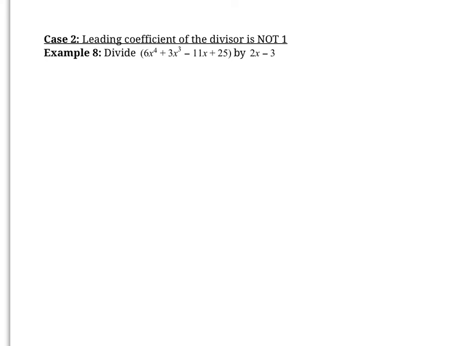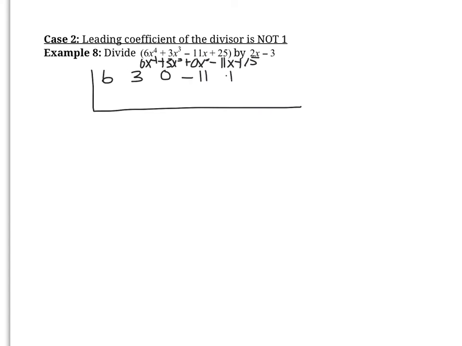So first, we're going to start it off in the same way. We're going to make this L, and inside the L goes our coefficients. Taking a look here, we've got 6x to the power of 4 plus 3x to the power of 3. We're missing the squared term again, so we're going to put plus 0x squared. We have minus 11x plus 25. So putting those coefficients in there, we have 6, we have 3, we've got 0, we've got negative 11, and we've got positive 15.